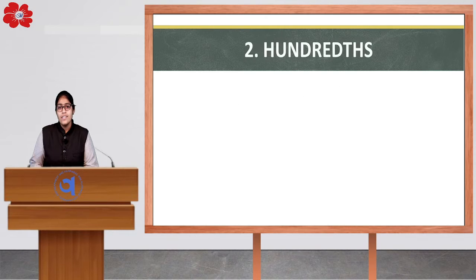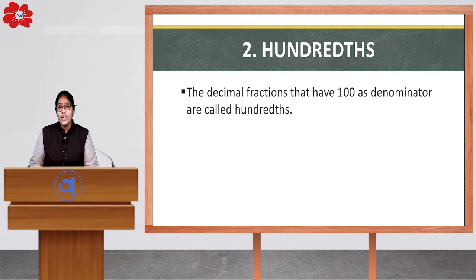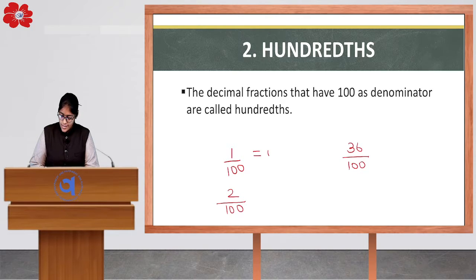Now, second is hundredths. Any decimal fraction with denominator 100 is called hundredths. For example, 1 by 100, 2 by 100, 36 by 100, which can also be represented as 0.01, 0.02 and 0.36 respectively. So all these are hundredths.